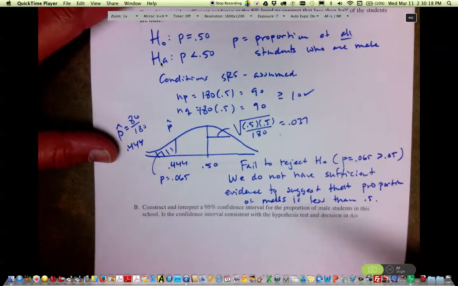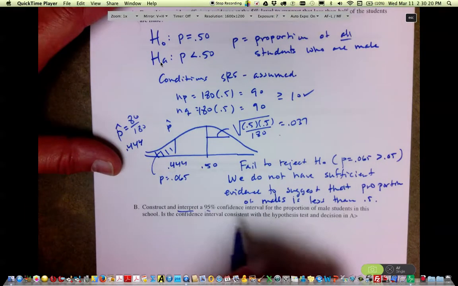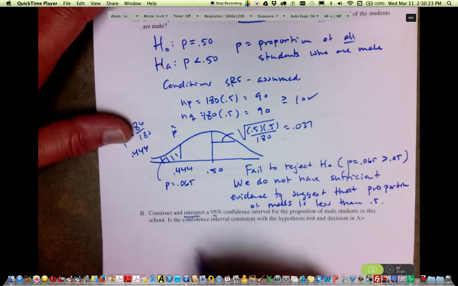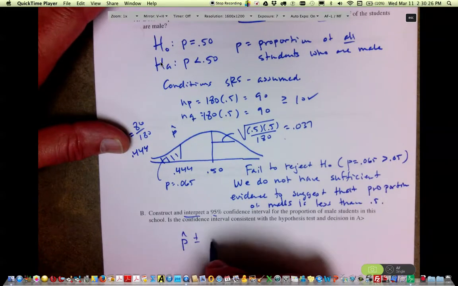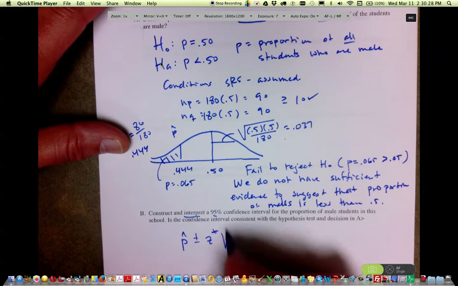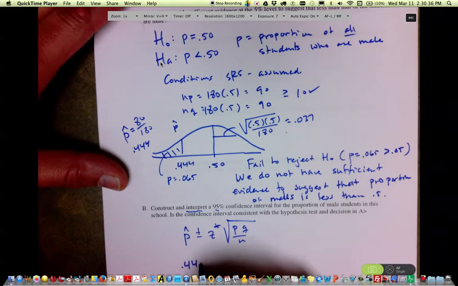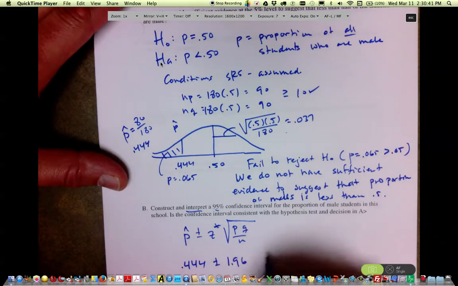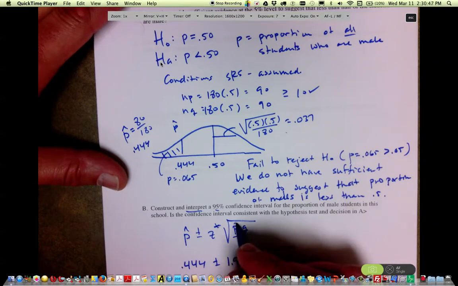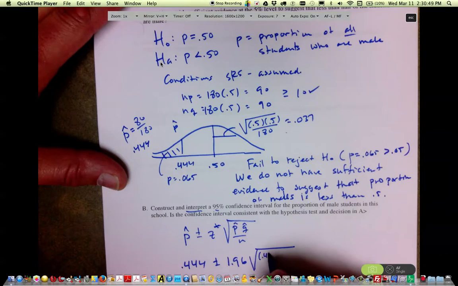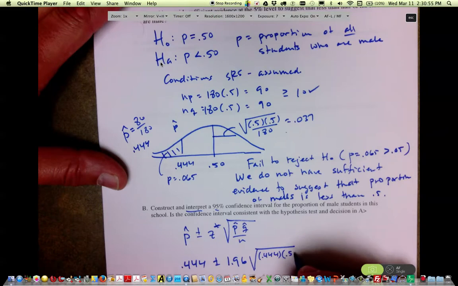The other part of this says construct and interpret a 95% confidence interval. That confidence interval is going to look like p hat plus or minus z star times the square root of pq over n. The p hat that we got here was 44.4%, plus or minus the z star for 95% confidence, which is 1.96. Inside here, we're going to use the p hat and the q hat, so 0.444 and 0.556, divided by 180.